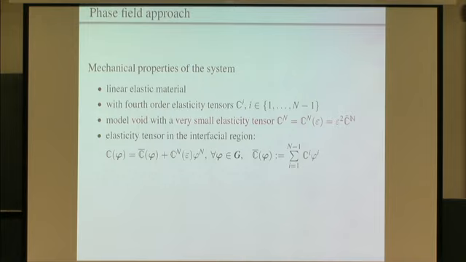So that's what we have in the bulk regions, and in the interfacial region between these bulk regions, we just have a linear combination. We define the elasticity tensors to be a linear combination of these Ci phi i.